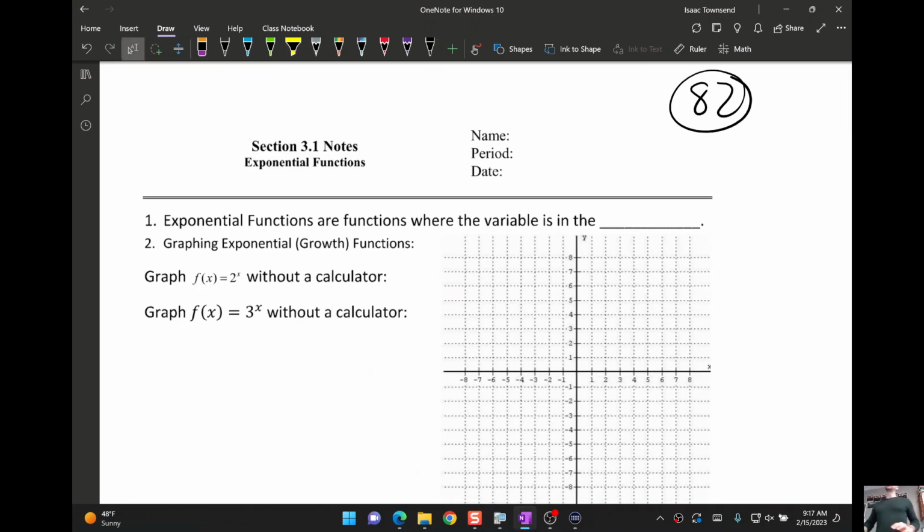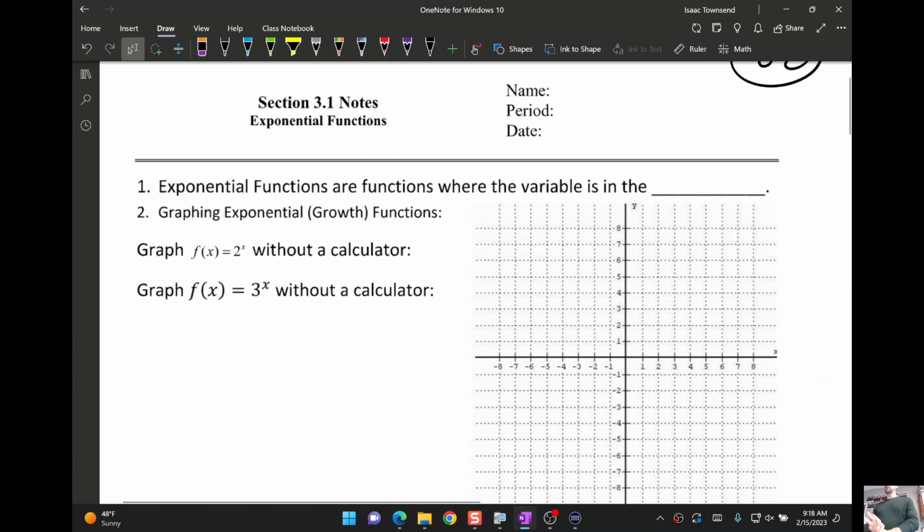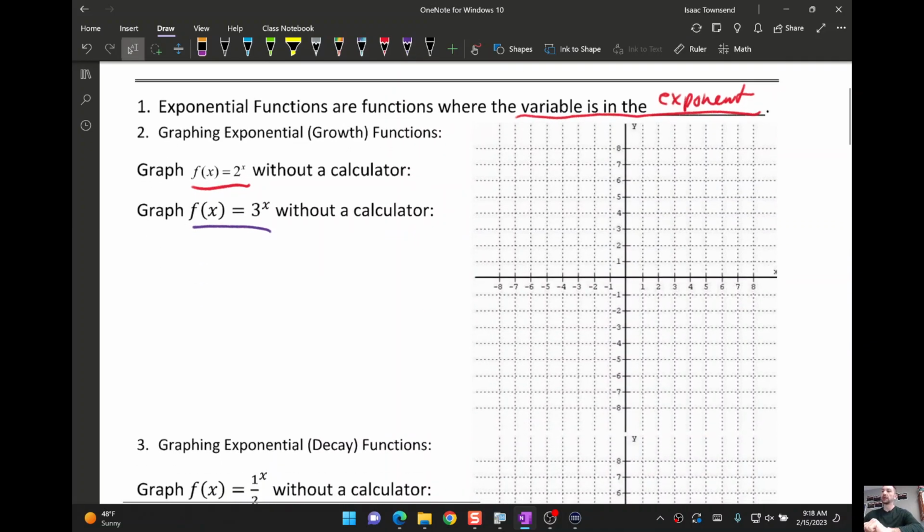So we need to talk about what an exponential function is, a couple of application questions, and review a little bit of exponent rules, all the stuff that's going to come up in this section. First off, an exponential function is a function where the variable is up in the exponent. Like 2 to the x, 3 to the x, the variable is in the exponent. That's what makes them exponential functions.